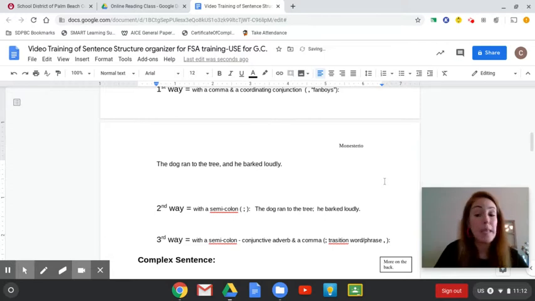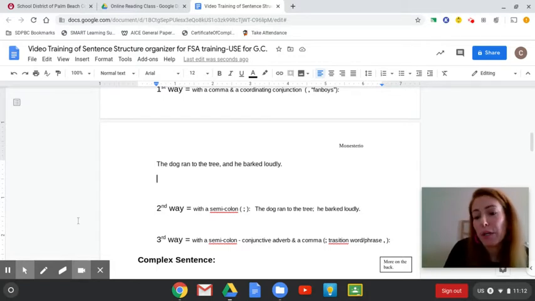When you have a semicolon, you cannot put a FANBOYS. It's just a semicolon. The dog ran to the tree; he barked loudly. "The dog ran to the tree" makes sense. "He barked loudly" makes sense. It's a complete thought and a complete thought linked together with a semicolon. That's the second way.